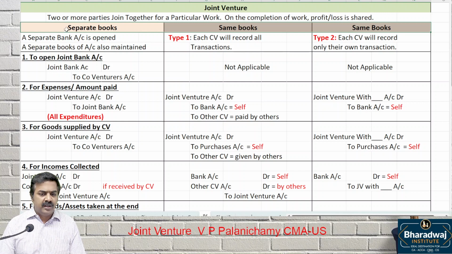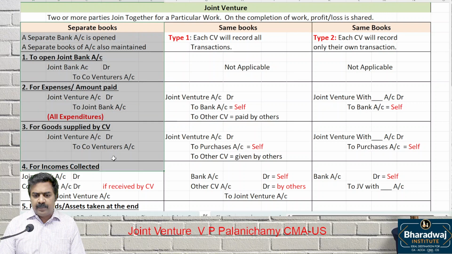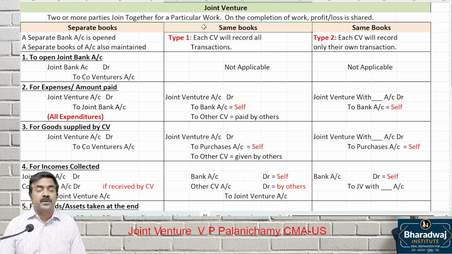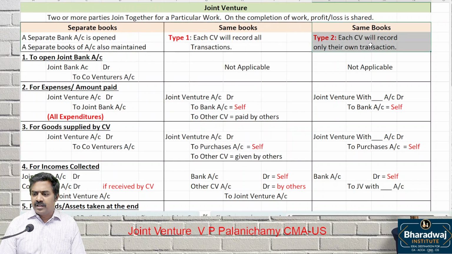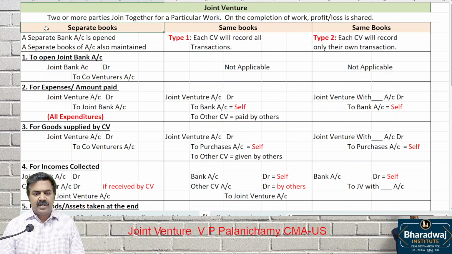Okay. There are three methods of maintaining books of accounts. What is the first one? Separate books. Second one is what? Same books they continue. Third one also same books, but each co-venturer will record only their own transaction. How to identify an examination question that a separate book is there? They will open a separate bank account and separate books are also maintained for that.